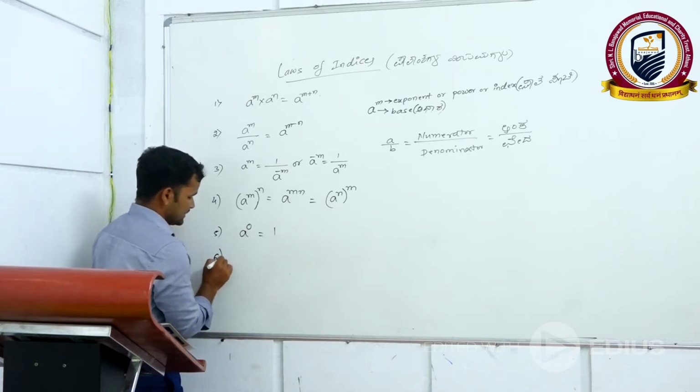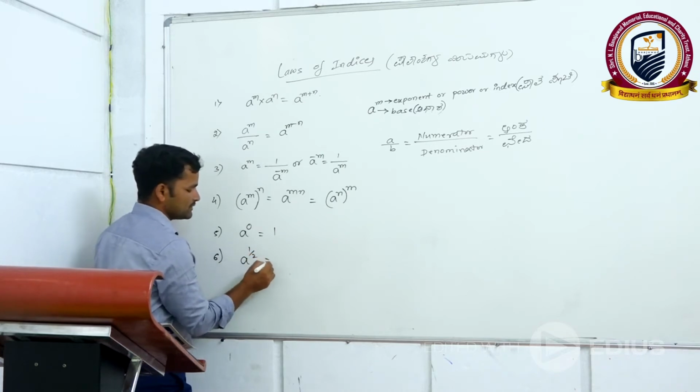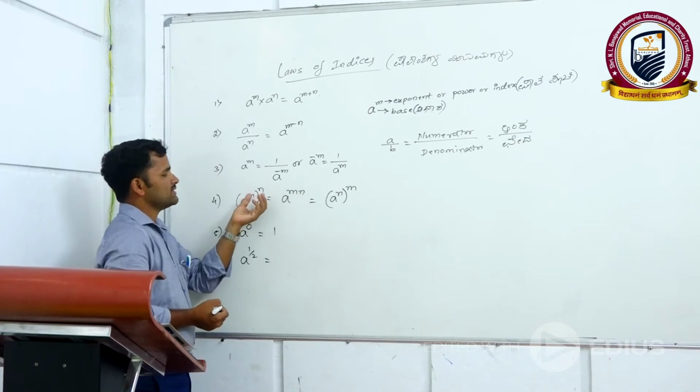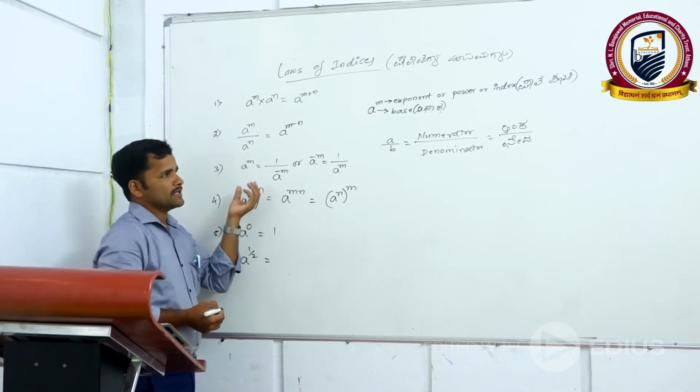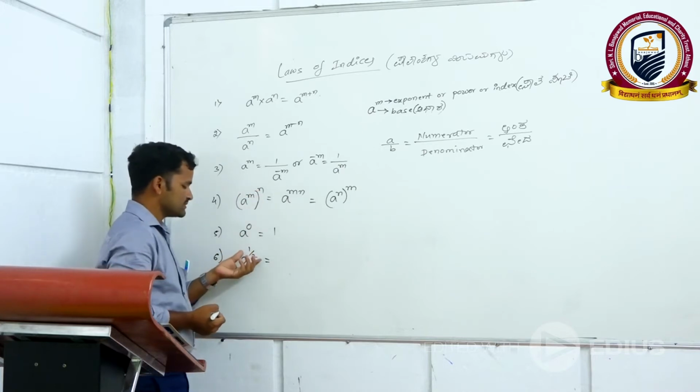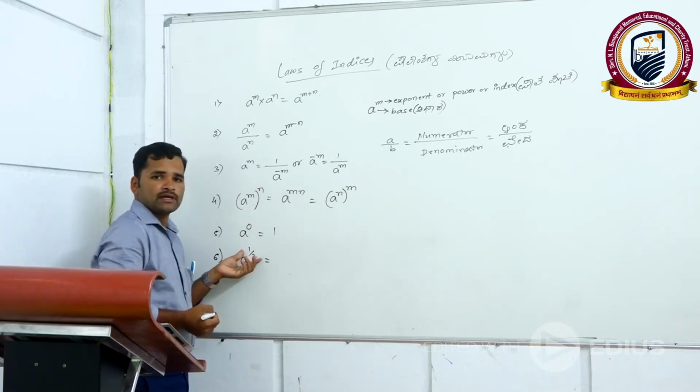Next, what is a to the power of 1 by 2? Here a to the power of a fraction is there. You have observed that exponent or power is usually a whole number. But here you see the power will not always be a whole number, it can be in fractional form also.